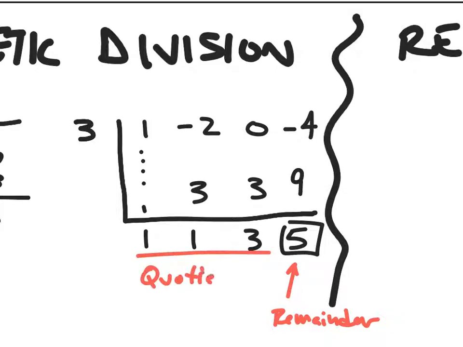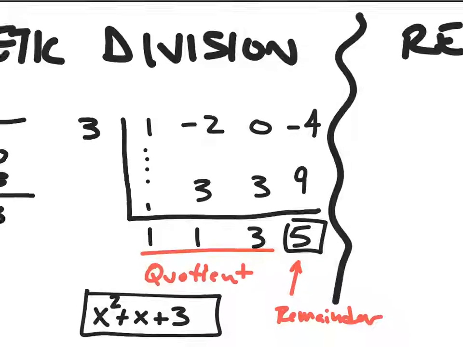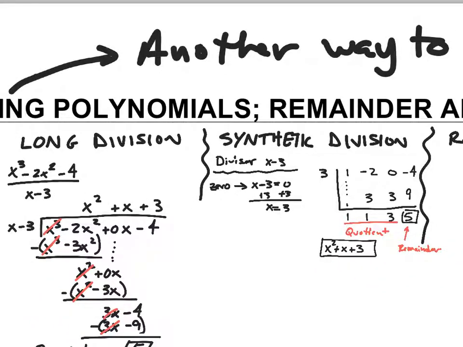These are the coefficients of my quotient. What I'm left with as my answer is x squared plus x plus 3, and that's the same thing that I got up here. I'm doing the same thing, but this is much faster and much easier.